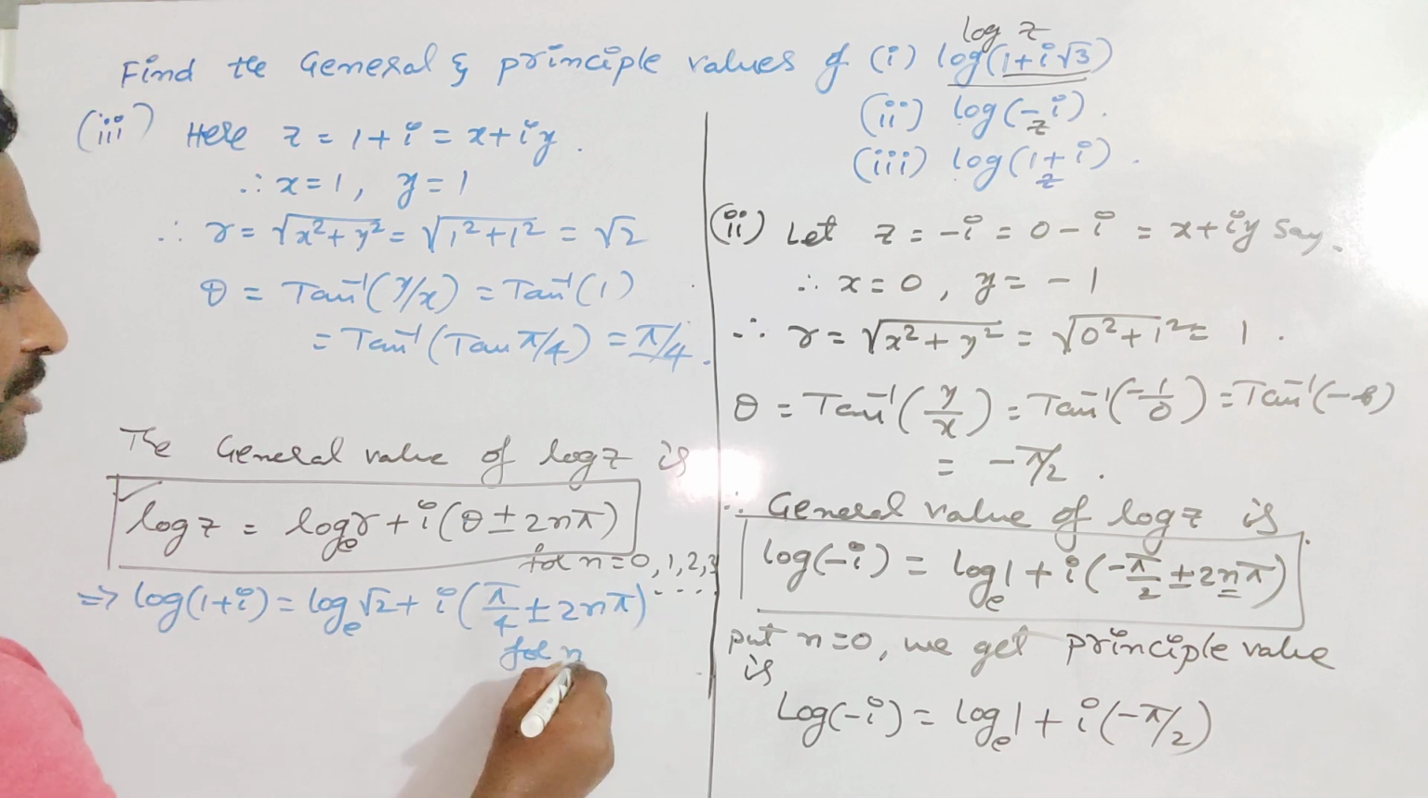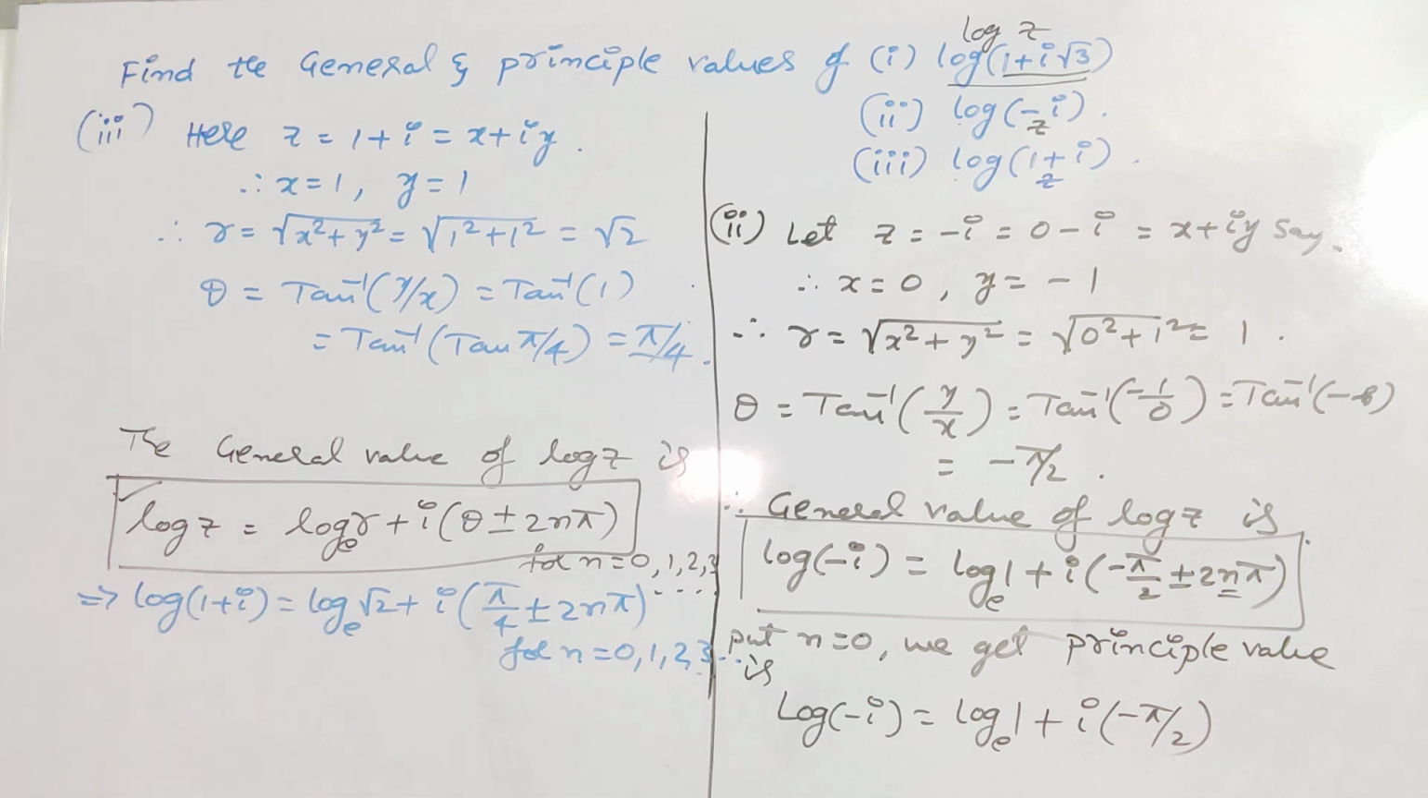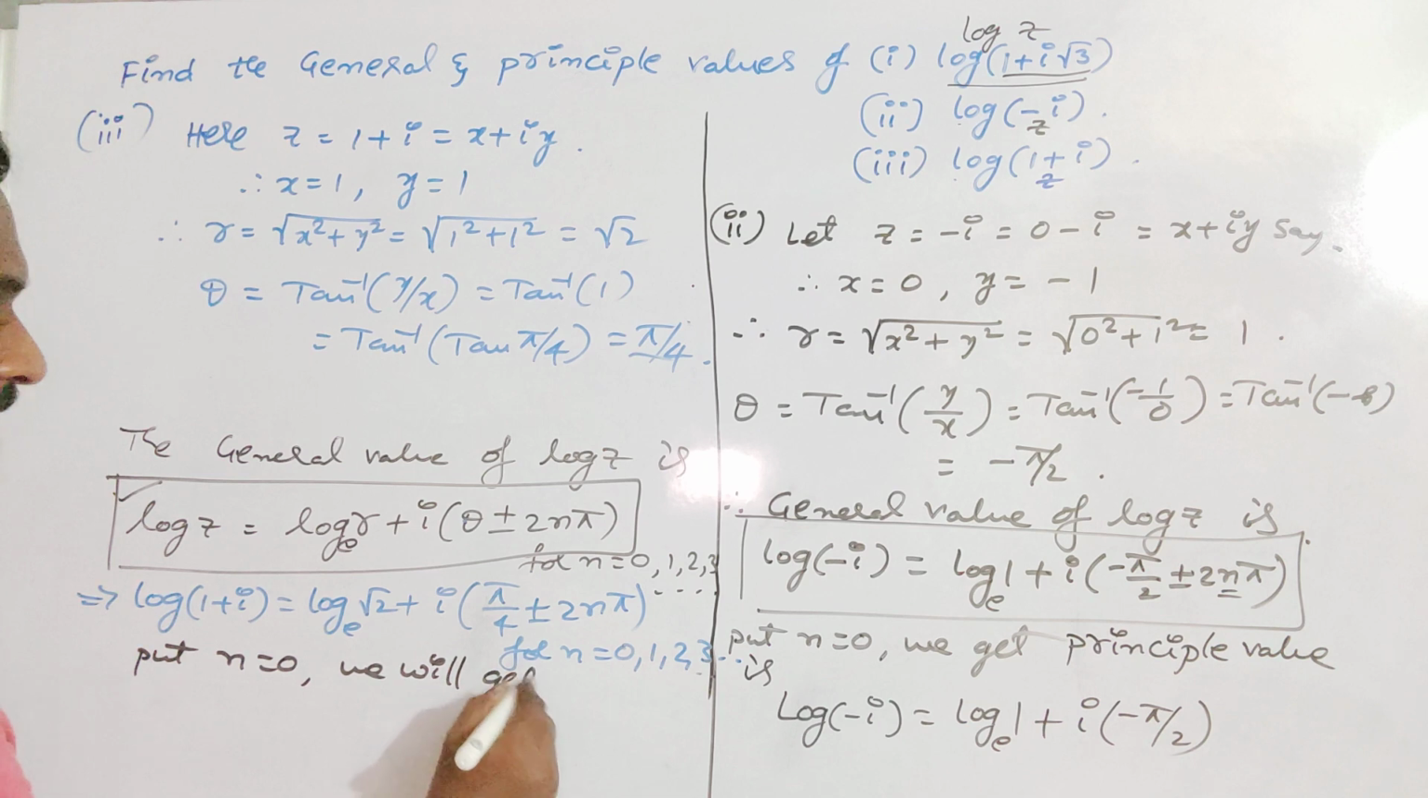So for n is equal to 0, 1, 2, 3, by giving different values, you can get the different solutions. Okay. Here n is nothing but an arbitrary constant, positive arbitrary constant. That's why. Replace n is equal to 0. We will get principal value.